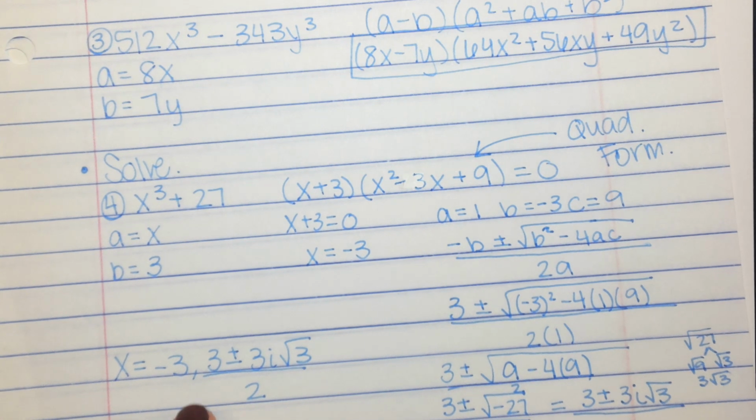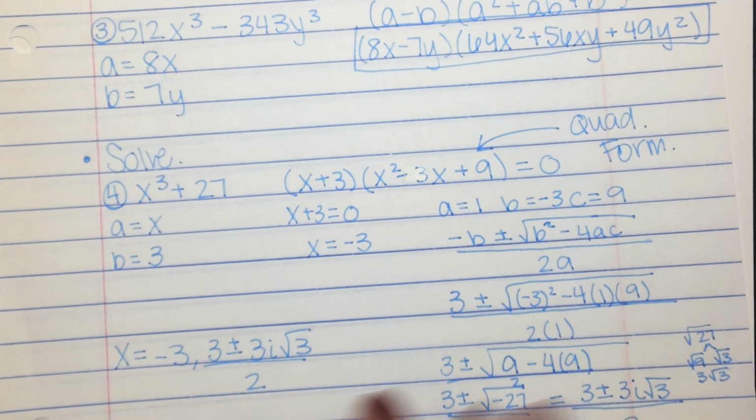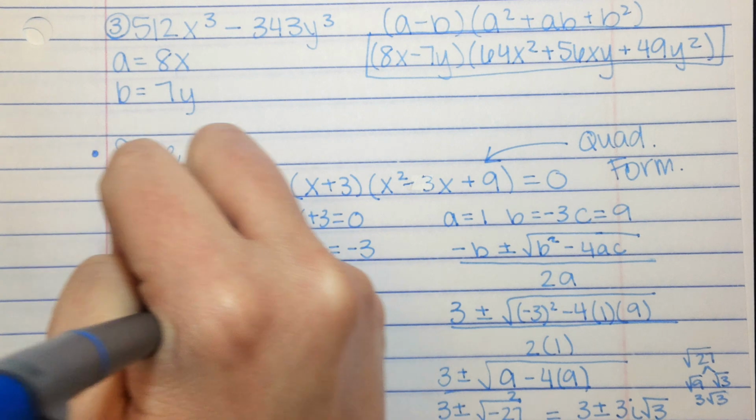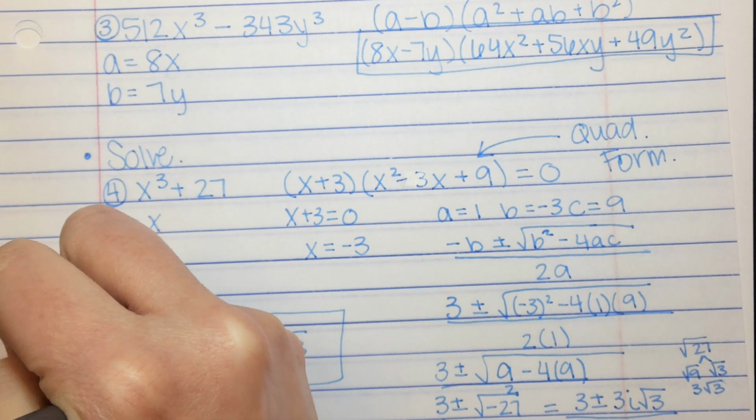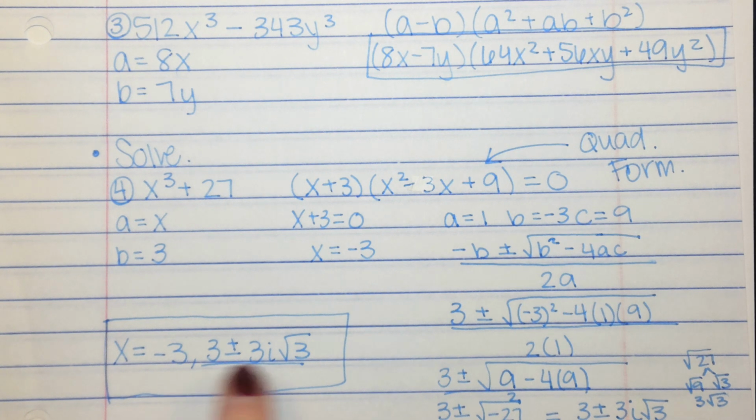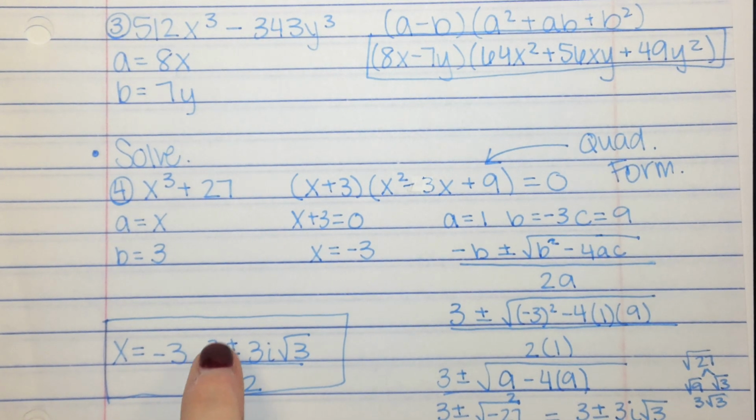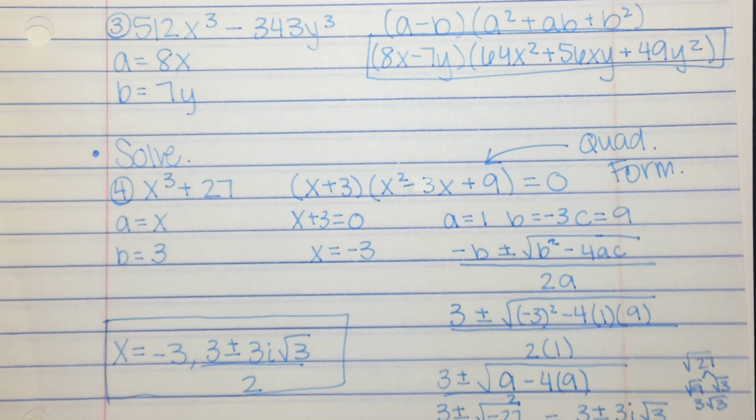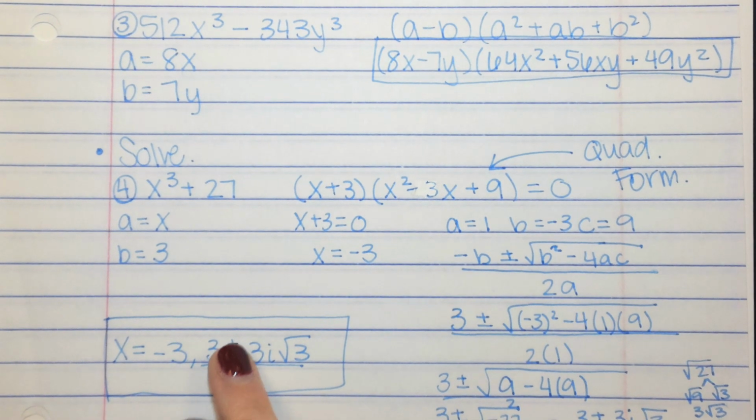All right. Now, your problems like this in MyMathLab are going to be multiple choice, so you don't have to worry about typing those in correctly. You can just find the answer that matches. Now, it will have these separated, so you'll have a 3 plus 3i square root of 3 over 2, and you'll have a 3 minus 3i square root of 3 over 2. So just note that there are 3 different solutions here: negative 3, the positive, and the negative.